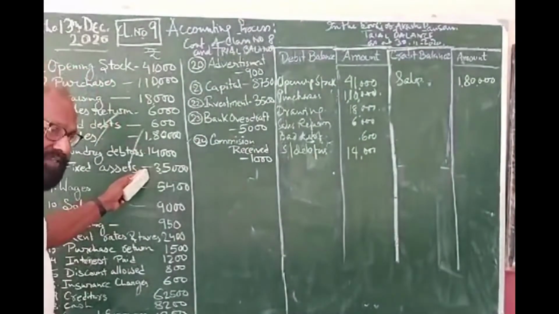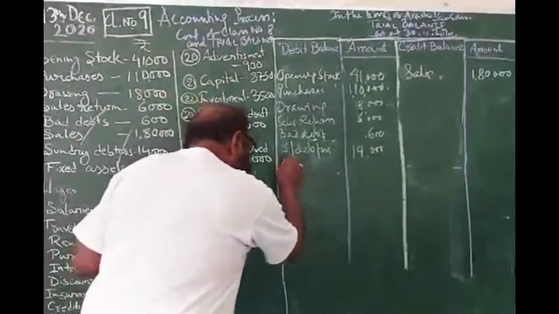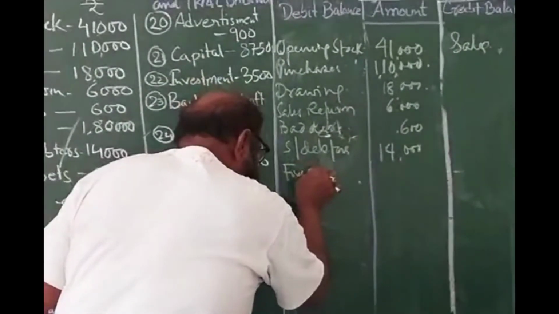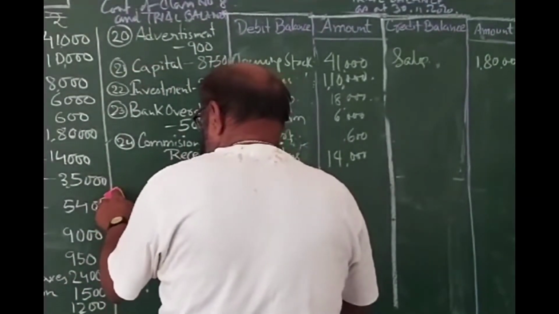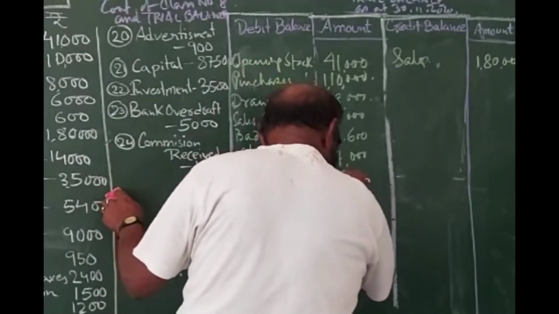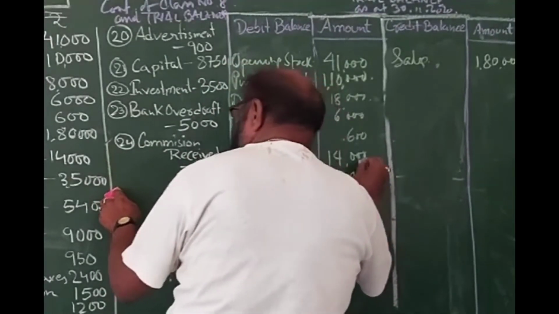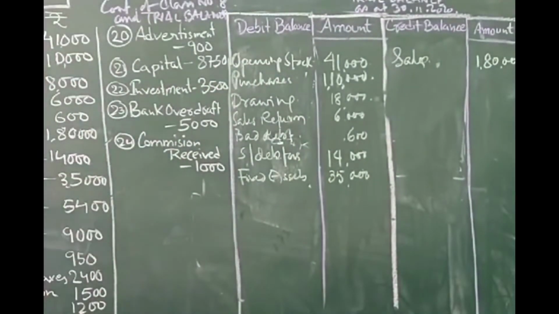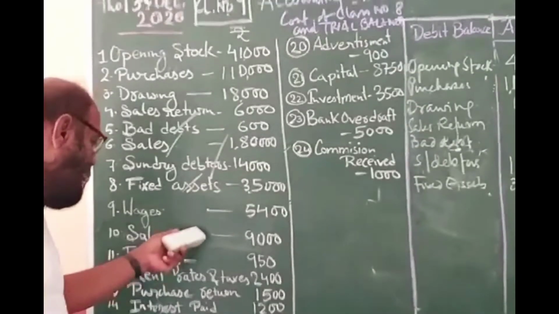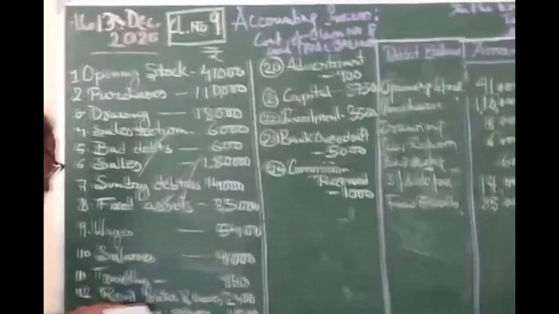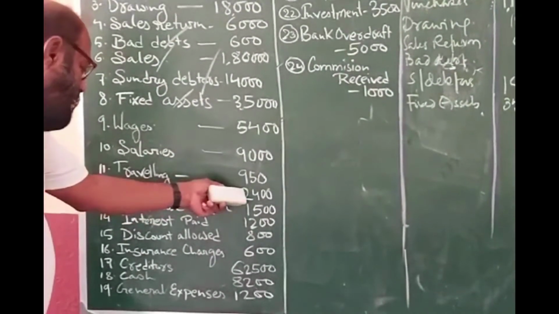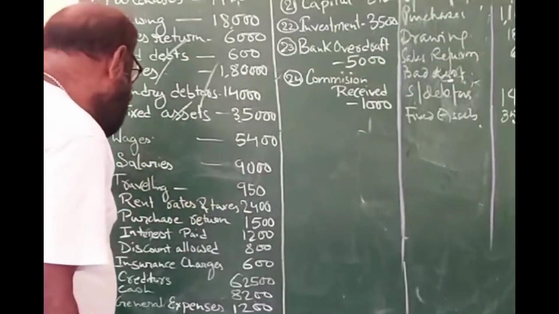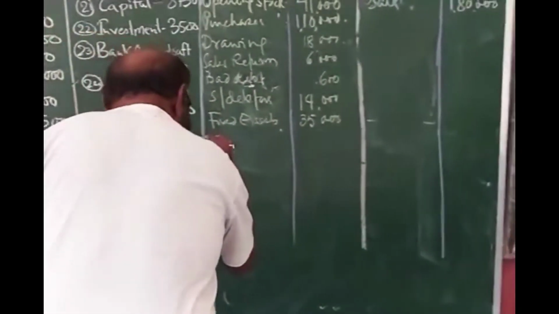Now fixed assets. Assets always debit. So it is fixed assets. Fixed assets 35,000. Clear? Now wages. Wages is an expense. Okay. Debit. Salary. Expense. Debit. Traveling. Expense. Debit. Rents and taxes. Expenses. Debit. Okay. So these are the 4 expense items.